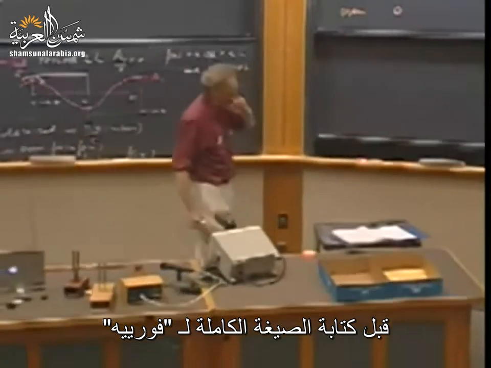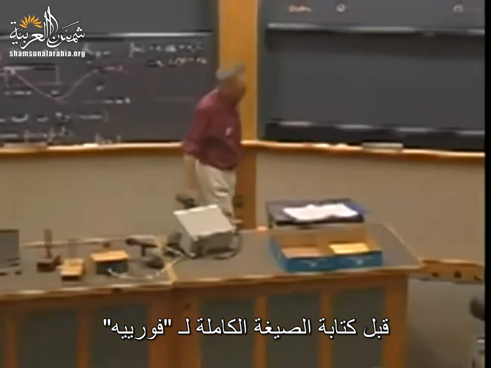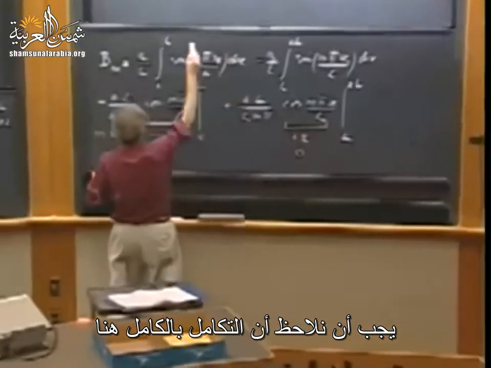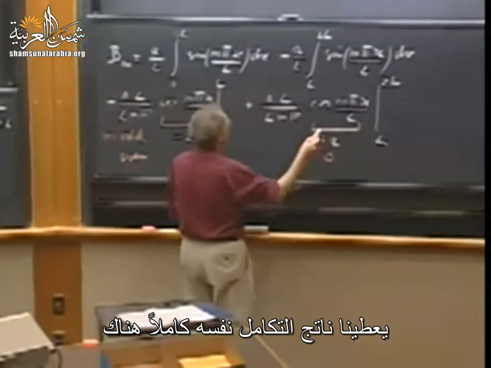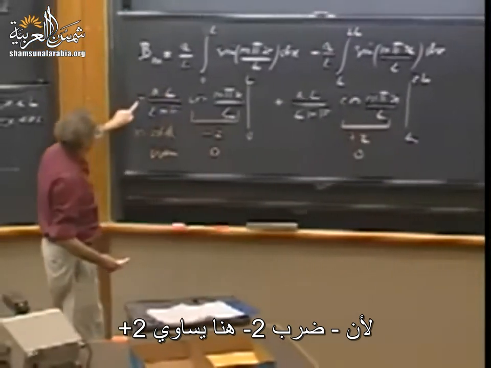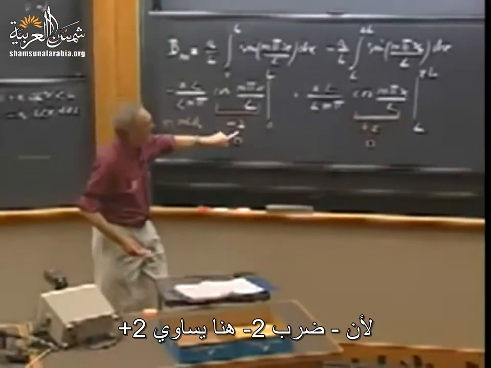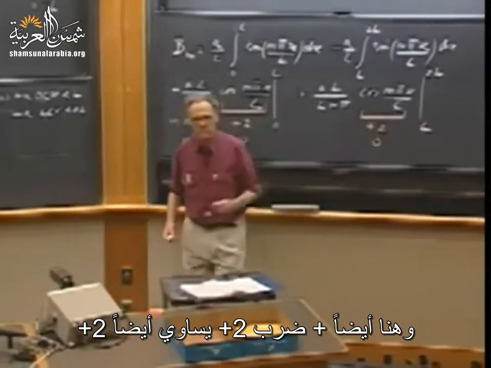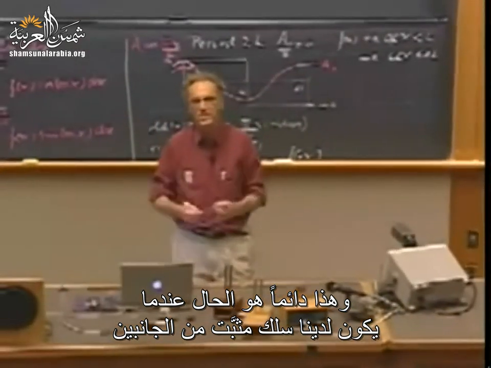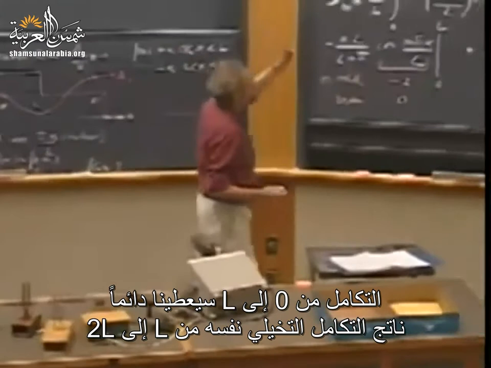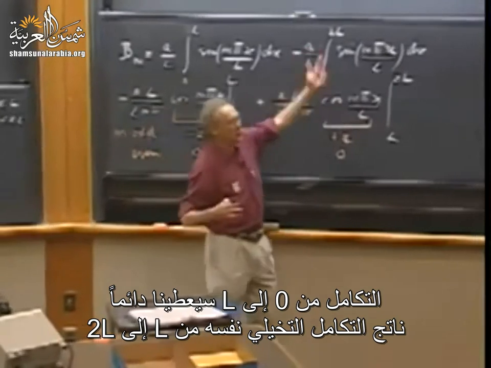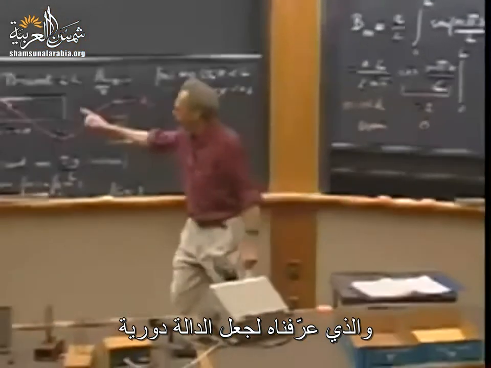Before I write this out in a complete Fourier form, you should appreciate the fact that this entire integral here gives me exactly the same answer as this entire integral here. Because minus times minus 2 is plus 2, and this plus times plus 2 is also plus 2. And that is always the case when you have a string which is fixed at both ends, that the 0 to L integral always gives you the same answer as this imaginary L to 2L which you introduced to make the function periodic.